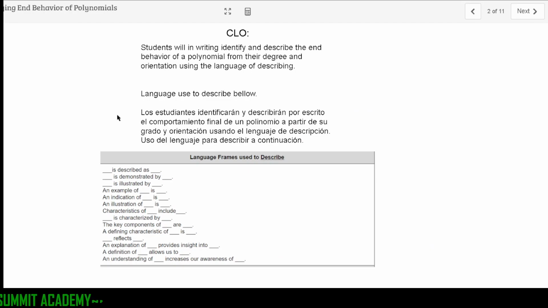Alright, so our objective for this one is going to be describing and identifying what the end behavior of a polynomial is going to be using the degree and orientation. What I want you to do is, on that paper I gave you, this is going to be your end behavior chart. So let me pull it up for you. It has some blanks on here. The way I want you to fill it in is like this.